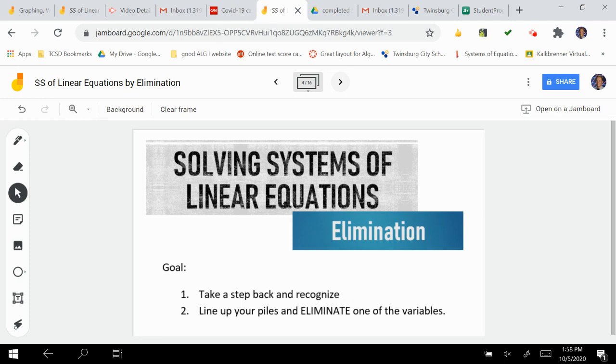The goal: take a step back and recognize, before you do anything, what is given? Is it given in the order I want it? Line them up, knock them out. Elimination means getting rid of one of those letters.